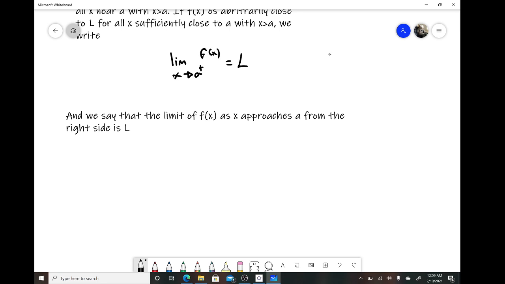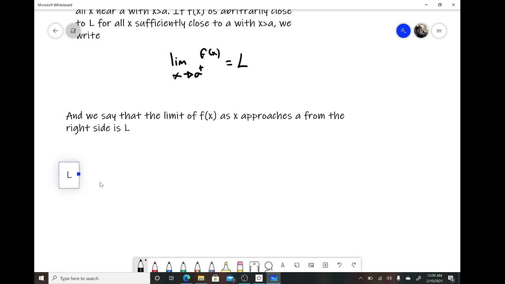So just as a quick example, this will look like the limit as x goes to 3 from the right side of, let's say, 3x plus 2. Okay, so that's the way that you will see this in this class, at least with me. All right, what about left-sided limits?